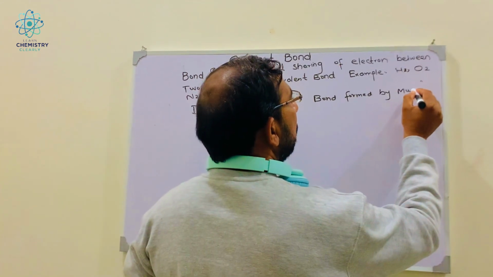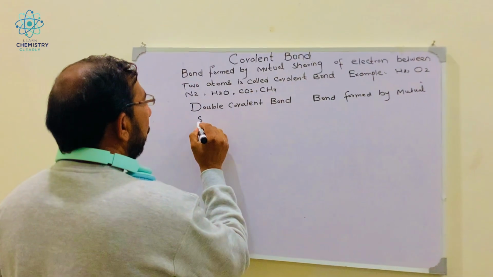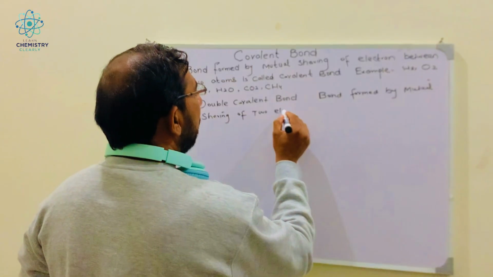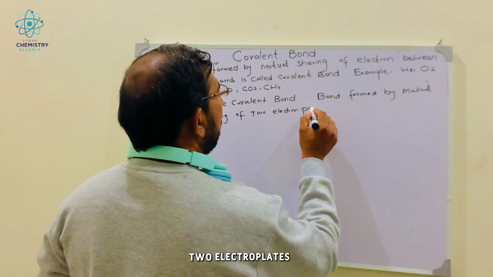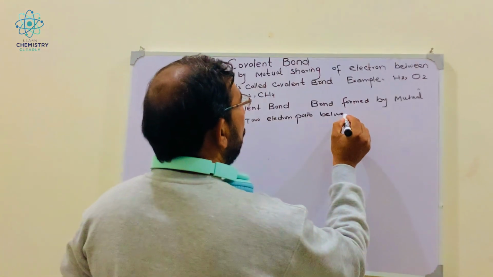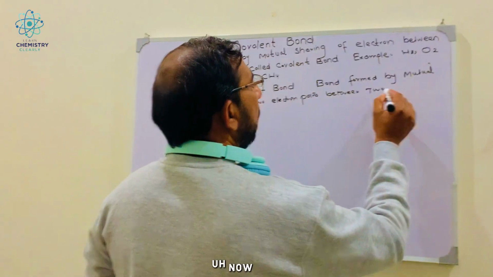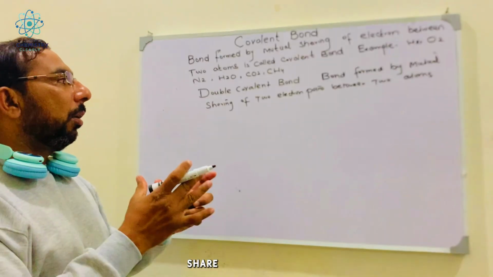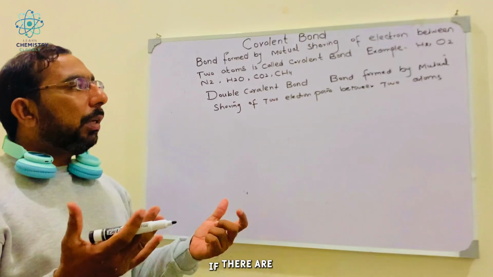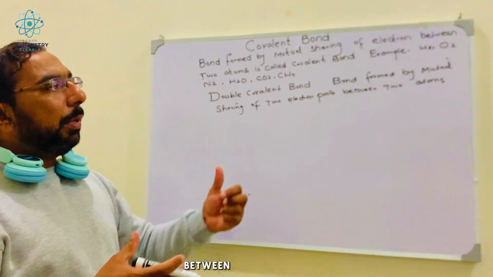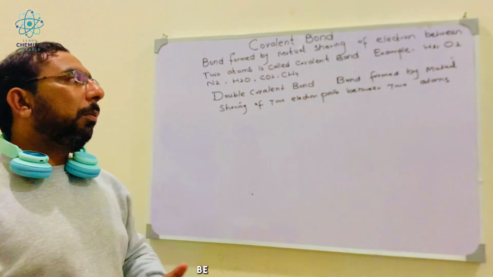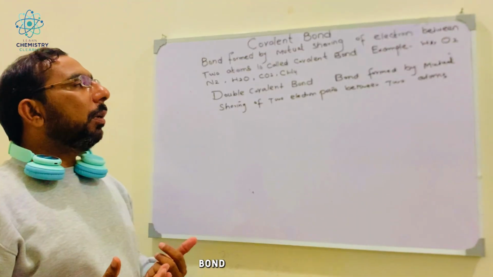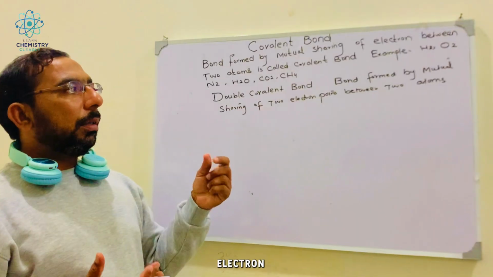by mutual sharing of two electron pairs between two bonded atoms. Now we have defined it as, if two bonded atoms mutually share two electron pairs, in other words, if there are two bond pairs present between two bonded atoms, this bond will be called double covalent bond. In simple way, I can tell it as the bond formed by mutual sharing of electrons in this way.